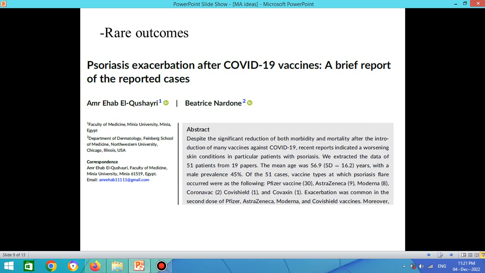Rare outcomes. For example, psoriasis exacerbation after COVID-19 vaccines. A brief report of the reported cases. Only 51 cases of psoriasis patients experienced exacerbation after COVID-19 vaccine, which is a rare outcome.